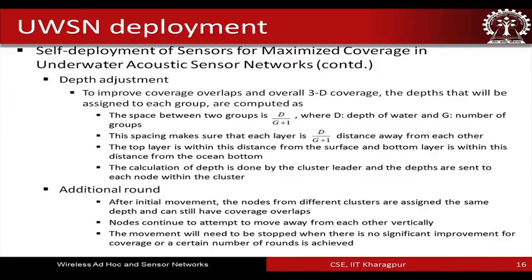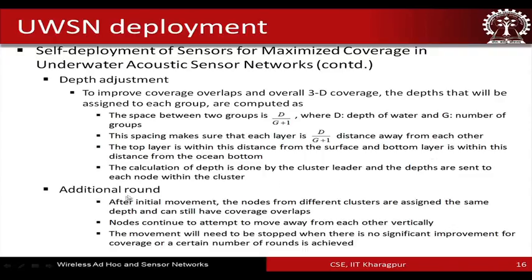So, there are other phases after the clustering and the grouping phase. There is the depth adjustment phase. To improve the coverage overlaps and the overall 3D coverage, the depths that will be assigned to each group are computed using this particular formula. The space between two groups should be maintained as d by g plus 1, where d is the depth of water and g is the number of groups. So, this spacing makes sure that each layer is d by g plus 1 distance away from each other.